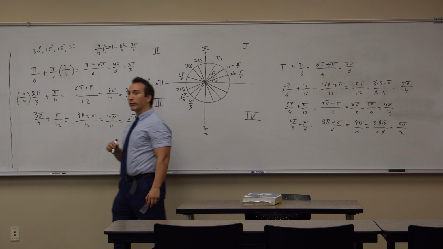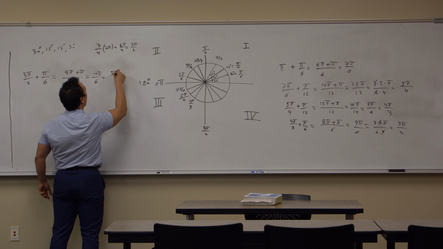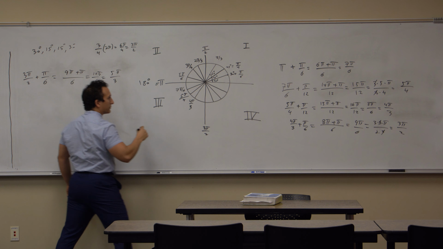Now we'll do the last angles. So I'm going to erase this subpart of the board here, where we'll leave the 30, 15, 15, 30. That's the only thing you really need to memorize, 30, 15, 15, 30. That is the pattern that the special angles follow. So at 3 pi over 2, I add 30 degrees, which is pi over 6. This is equivalent to 9 pi plus a pi all over 6, which is equal to 10 pi all over 6, which is equal to 5 pi all over 3. That's what goes here, 5 pi all over 3.